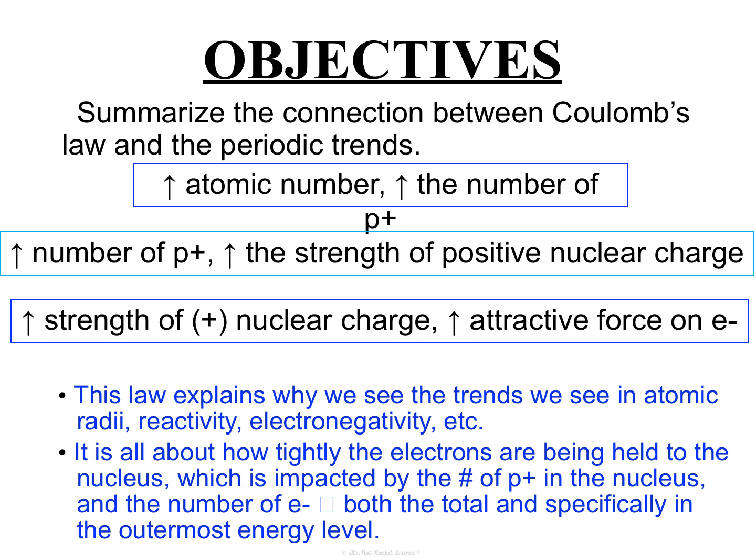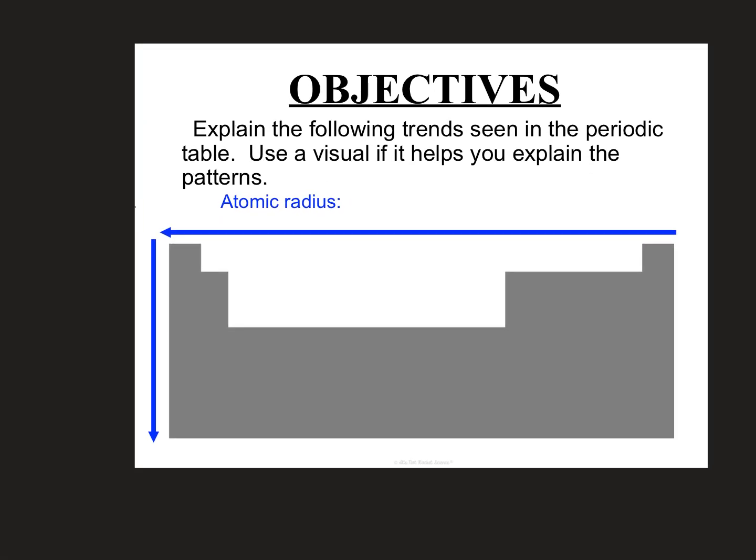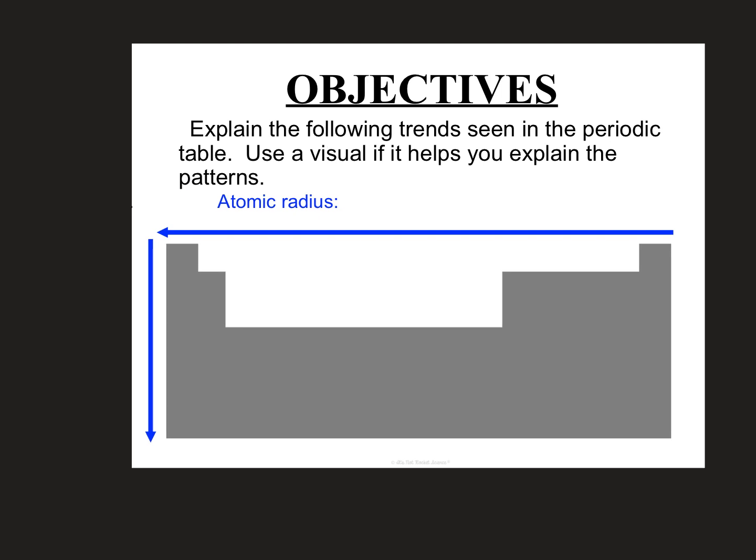Okay, yeah, so this is what I was just explaining about Coulomb's law on the last slide. Right, again, it all is about how tightly the electrons are held to the nucleus. Alright, so atomic radius increases as you move left or down across the periodic table.